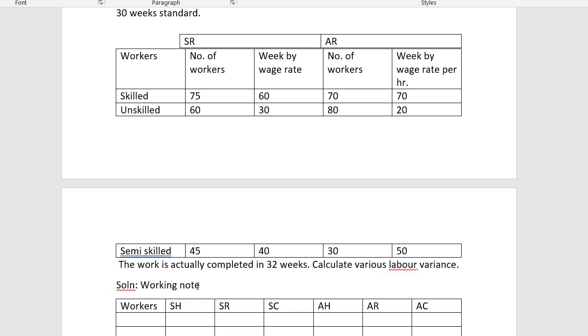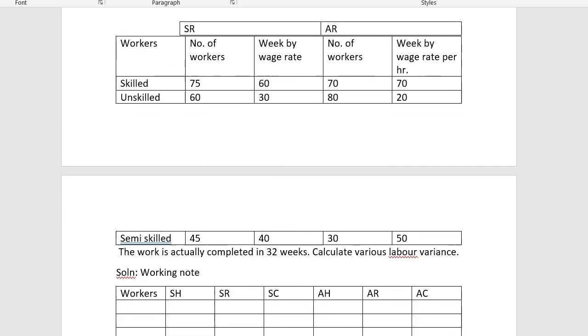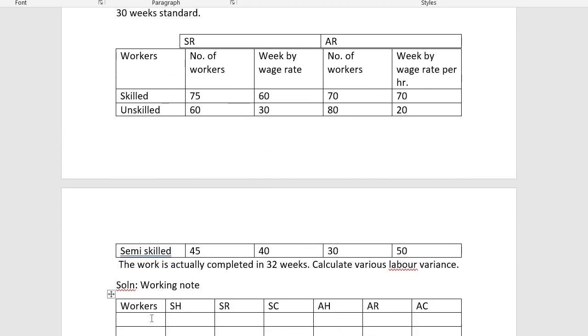So different types of labor variance you have to calculate. For this problem I will only explain the working note. The remaining part will be an assignment for you. So we can make a working note here, for skilled workers: number of workers, weeks, and wage rate. This is the standard rate, this is the number of actual workers, and this is the actual rate.